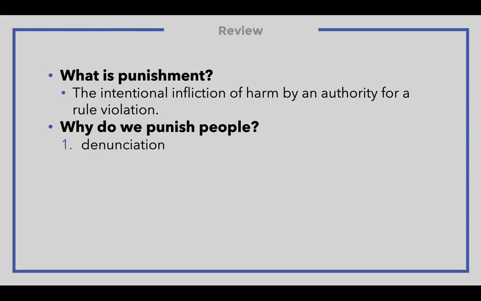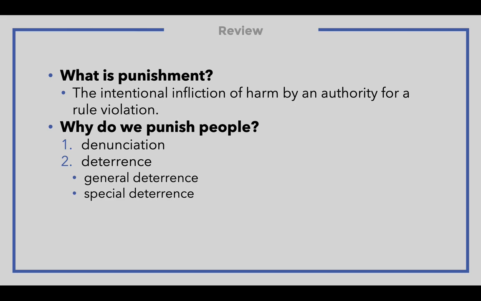First, denunciation. You're just saying, hey, that's bad, don't do it. Deterrence. You're trying to discourage people from doing the act. General deterrence: discouraging the general public from doing the act. Special deterrence: deterring the particular criminal from committing that act again in the future. Incapacitation. We're preventing someone from causing harm by putting them in prison, something like that.